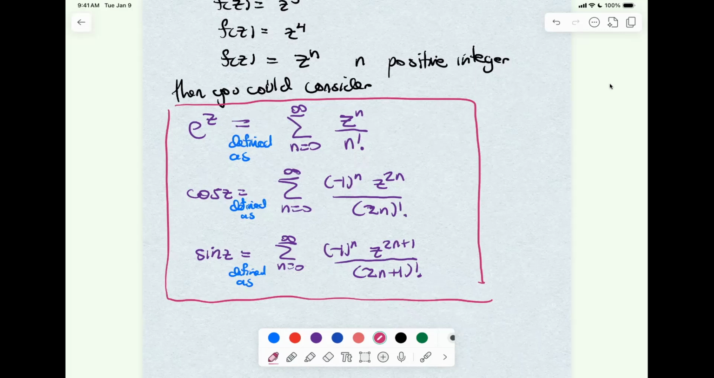Okay, so far so good, making sense? Now here's where the magic happens. From time immemorial, we know that cosine and sine are related, so these two going together is fine. There's nothing too surprising about that.